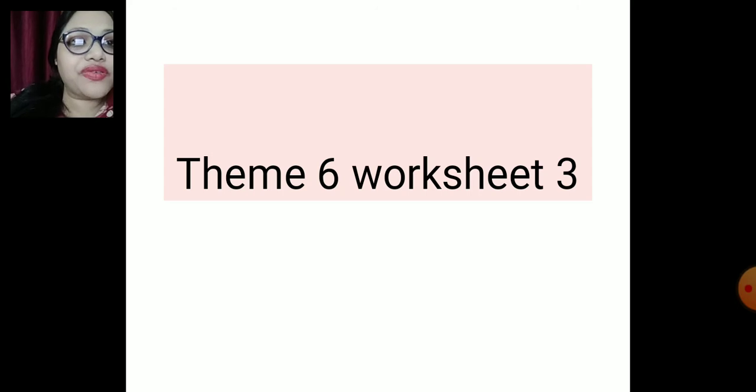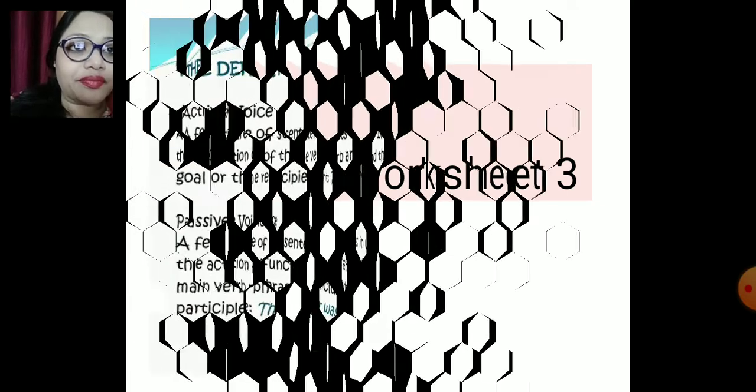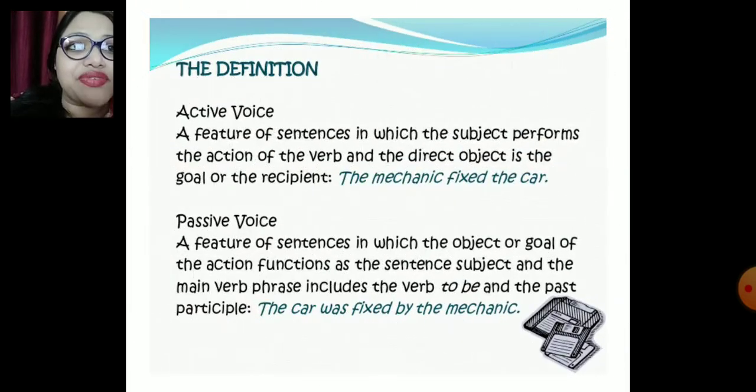As you can see, today we are going to start with theme 6 worksheet number 3. So let's proceed with the worksheet. Here today we will learn about active and passive voice. So what is an active and passive voice?